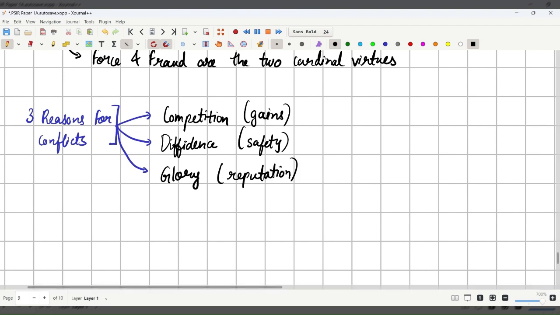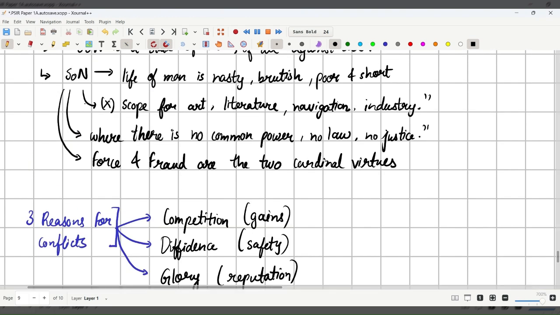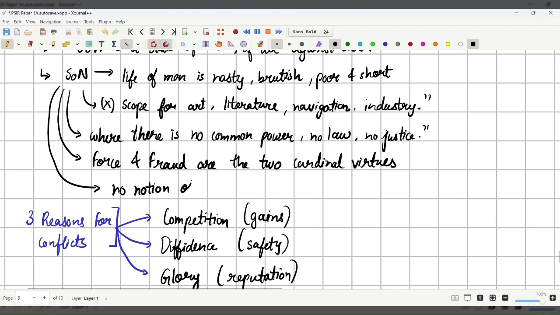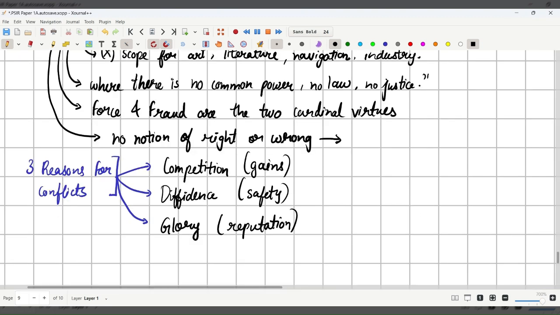So these are the three things which are the reasons for conflict in the state of nature. And also in the state of nature there is no notion of right or wrong, and where there is no notion of right or wrong, justice and injustice relate to a man in a society and not in solitude.